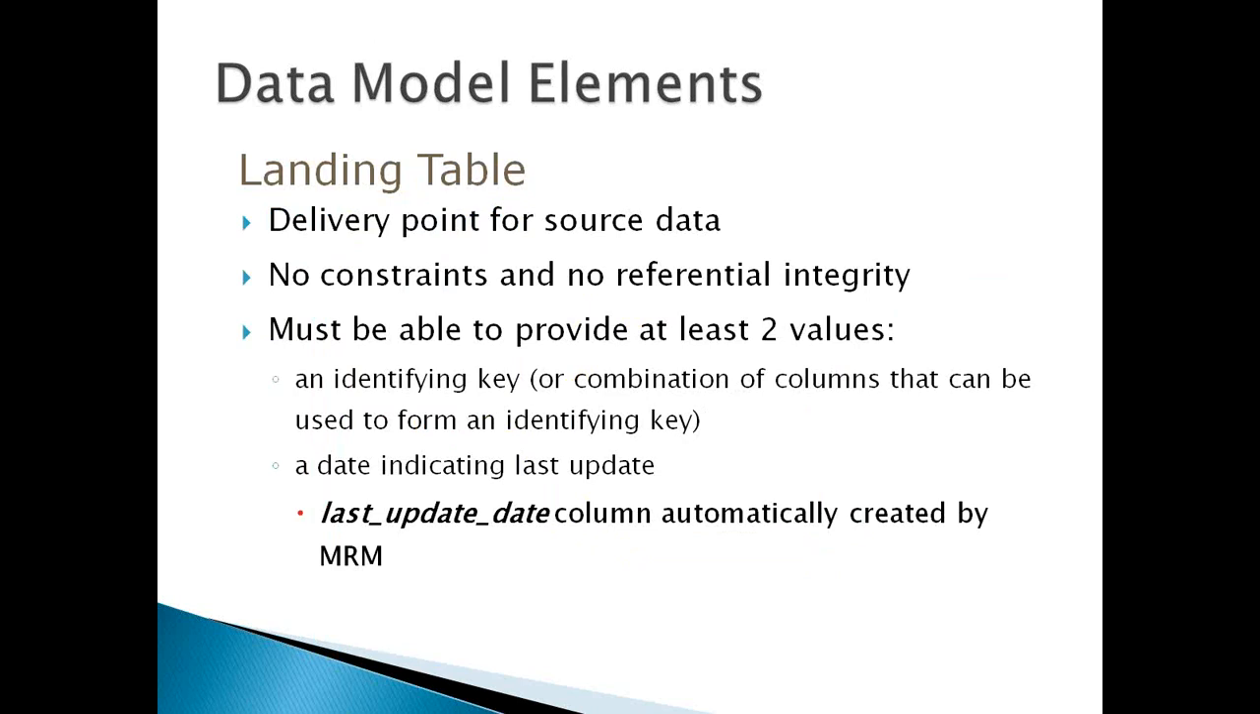So the same things that we had discussed here: the delivery point for the source data. The source data has to be loaded into the landing table before we can process it into the MDM. No constraints or referential integrity. There is no constraint or referential integrity in this table, and it must be able to provide at least two values: the primary key column, PK source object column, and the last update date column, which we know is a not null column in the next stage, that is the staging table. So just verify it once the data is loaded.